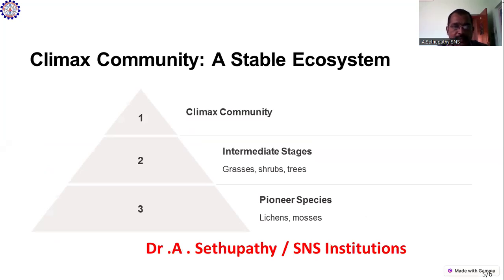Then the climax community, a stable ecosystem. That is the climax community, the first one. The second is the intermediate stages: grasses, shrubs, trees. The third is the pioneer species, that is lichens and mosses.